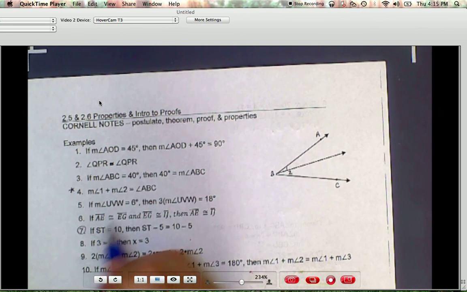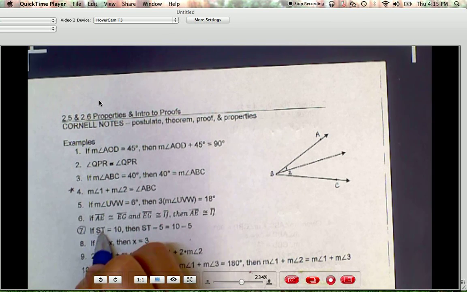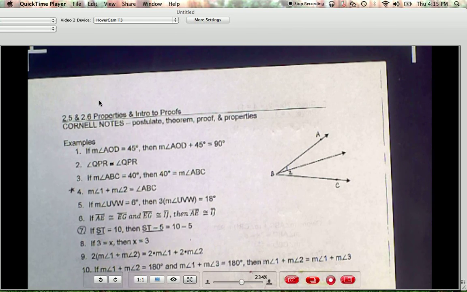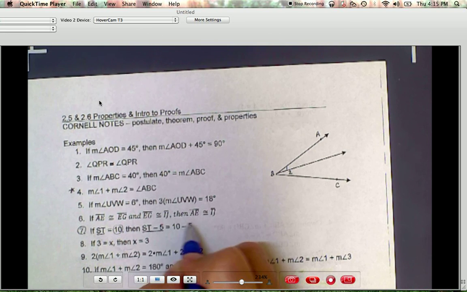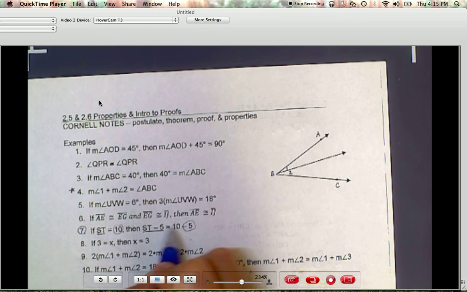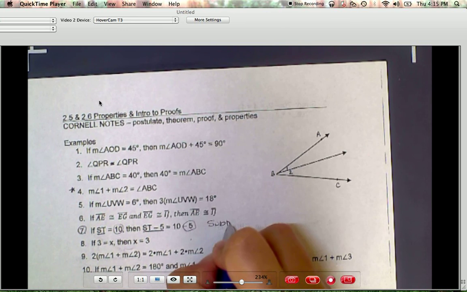If st equals 10, then st minus 5 equals 10 minus 5. So how's the left side different? It was st, now it's st minus 5. The right side was 10, now it's 10 minus 5. So how do we go from this statement to this statement? We're subtracting 5 from both sides. So this should be subtraction property.